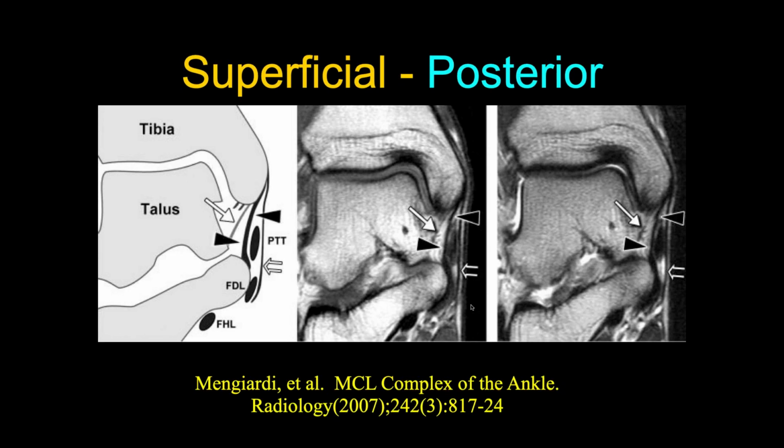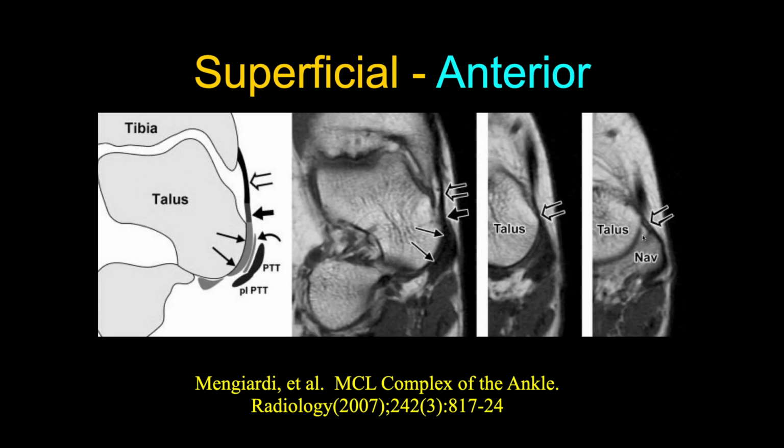So superficially, posteriorly, we can see here's the deep deltoid, and here we can see the more superficial ligament. This is the tibiocalcaneal ligament coming down through here, and this is the posterior tibialis tendon. And the deep tendons here, the tibiocalcaneal ligament, and the oblique portion of the spring ligament, the superior portion, that we'll talk about later as well.